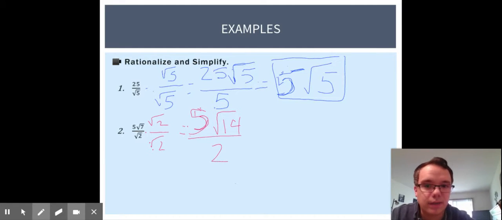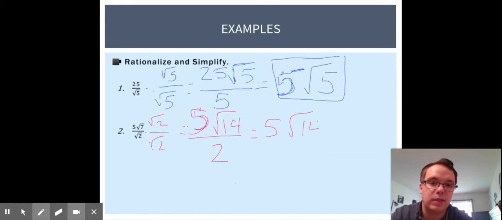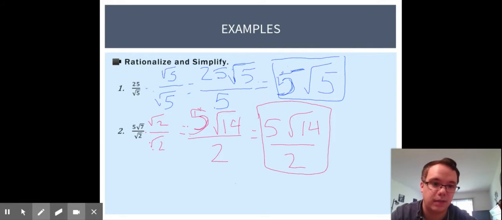Square root of 14, we just have to double check that it's not divisible by any perfect squares. So it's not divisible by 4. 14 is not divisible by 9. And then we get to 16, which is already bigger than 14. So 5 square roots of 14 over 2 is as simple as it gets, because again, we can't simplify 5 over 2, and you cannot take the 14 and divide it by 2 because 14 is under a radical and 2 is not. So this is our simplified answer.